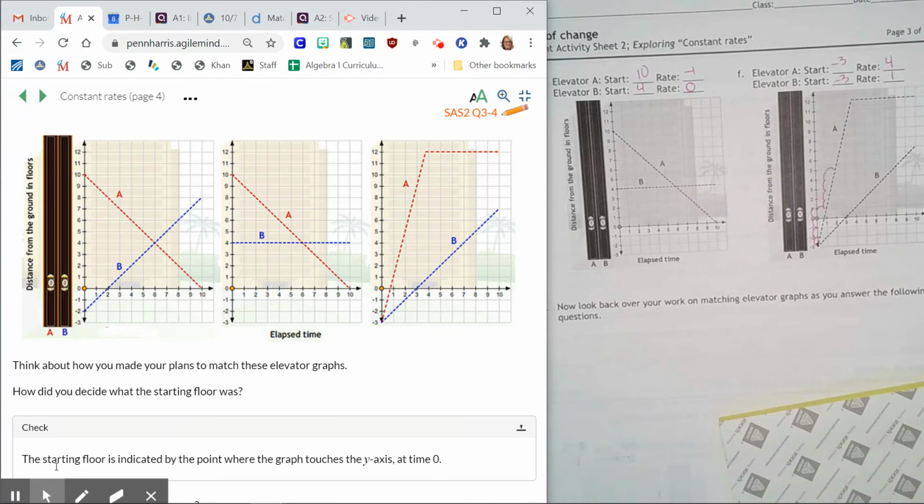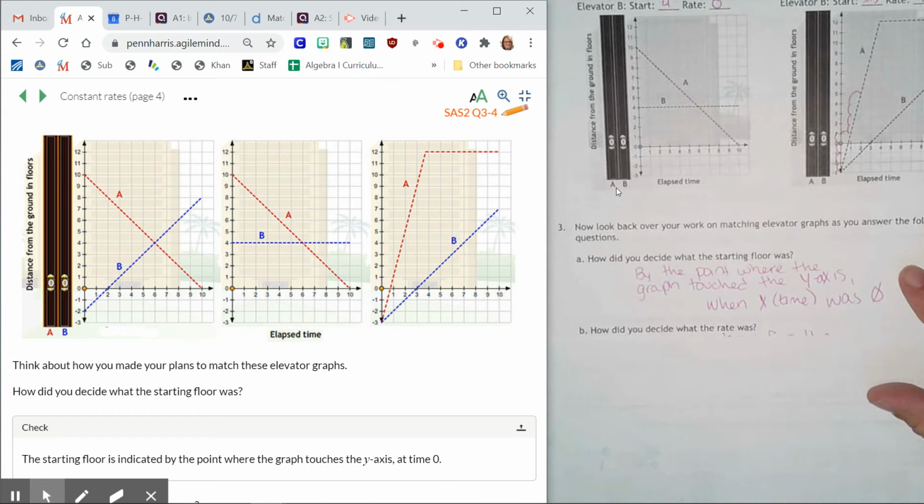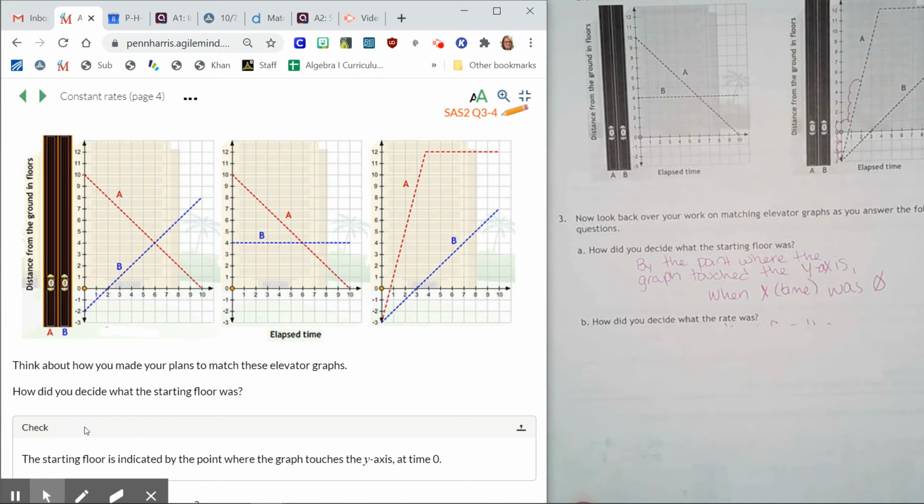It said the starting floor is indicated by the point where the graph touches the y-axis at 0. So basically, guys, what that means is at 0 seconds, where was the elevator? Well, at 0 seconds, A was at 10 and B was at the 4th floor, by the point where the graph touched the y-axis.